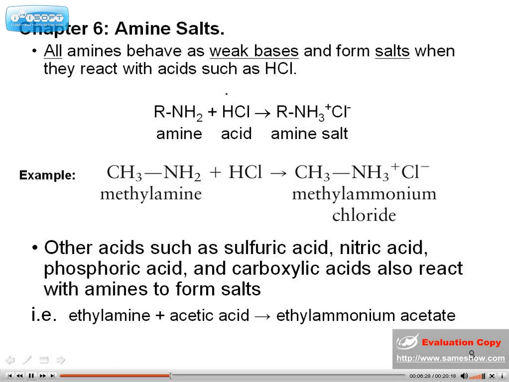Here's a scenario where instead of having water present, we have an acid. The same thing is going to happen. The amine is going to go ahead and combine with the hydrogen, forming an ammonium ion. However, the remaining chloride is actually not going to wither away, and it's going to actually bond to the remaining portion of the positive ammonium ion. So it'll create what's called an amine salt, an amine salt.